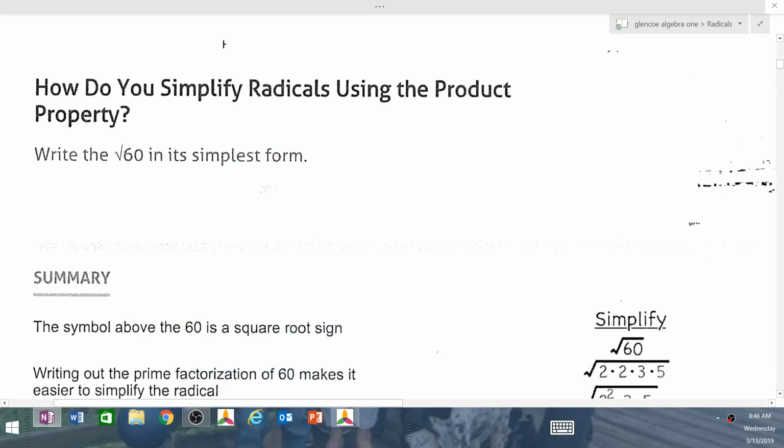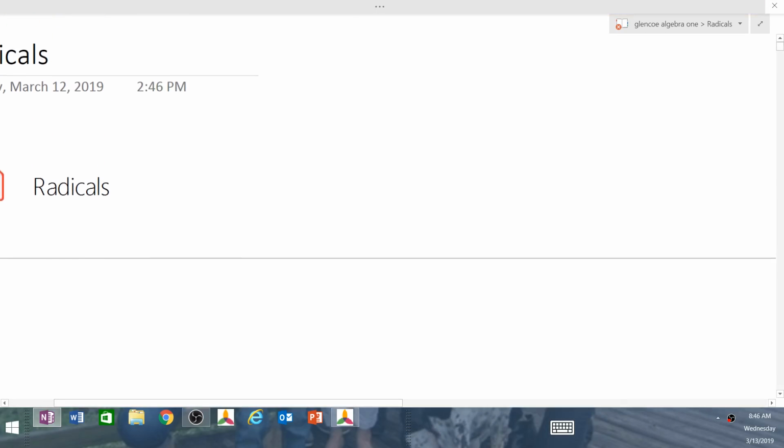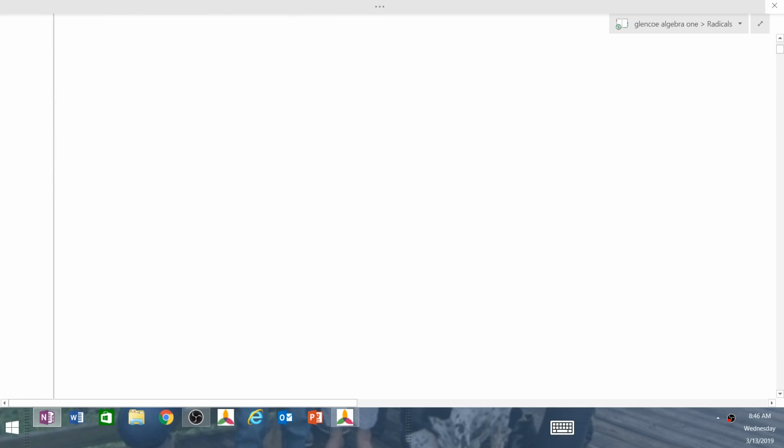Good morning. Today we're going to talk about radicals and simplifying radicals. This is a unit on radicals. So let's go ahead and get started.